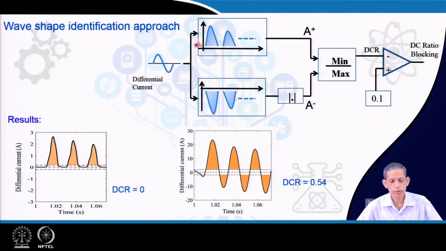So, in the differential current processing, we take A positive, A negative, minimum upon maximum, and get the DCR value. Then a 0.1 threshold is applied, and the corresponding DCR ratio blocking scheme comes into play. DCR here is 0.54, much higher than 0.1, and therefore this will be for the internal fault case, and the DCR value of 0 will be for the inrush case. These are the two examples of the wave shape based approach for inrush detection.